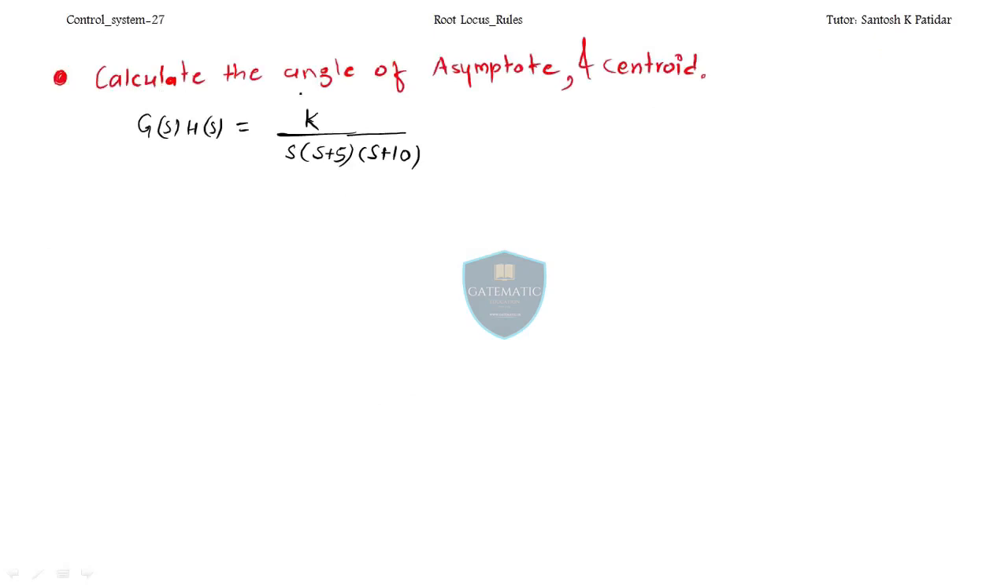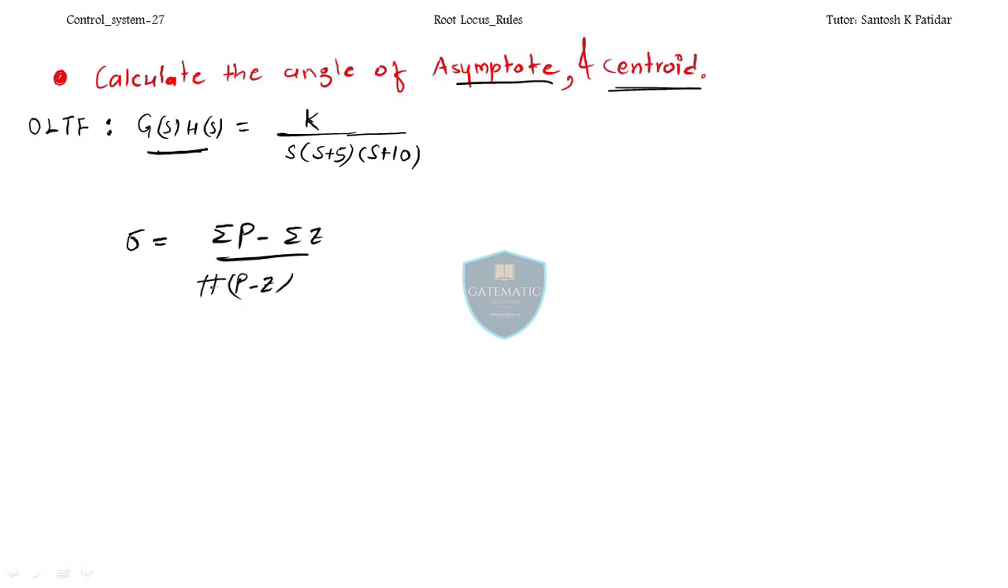So here is the question given: calculate the angle of asymptote and the centroid. This is the open loop transfer function given. As we discussed earlier, in the root locus we need the open loop transfer function only. If I talk about the RH criteria, I need the characteristic equation there. So you have to calculate the angle of asymptote and the centroid. The centroid is denoted by sigma, the summation of poles minus the summation of zeros divided by p minus z.